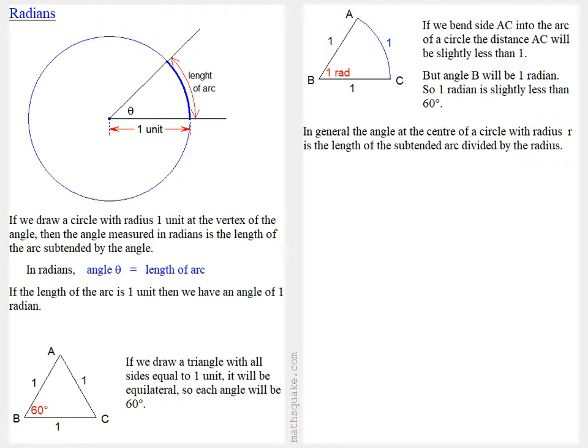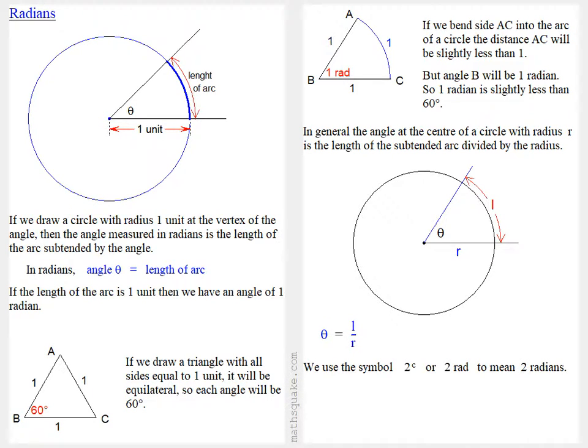In general, the angle at the centre of a circle of radius r is the length of the subtended arc divided by the radius. So theta is equal to L over r. We use the symbol 2 superscript c, or 2 rad, to mean 2 radians. Note, calculators can work in degrees, gradians or radians, so always check when you use a calculator that it's set to the correct units.